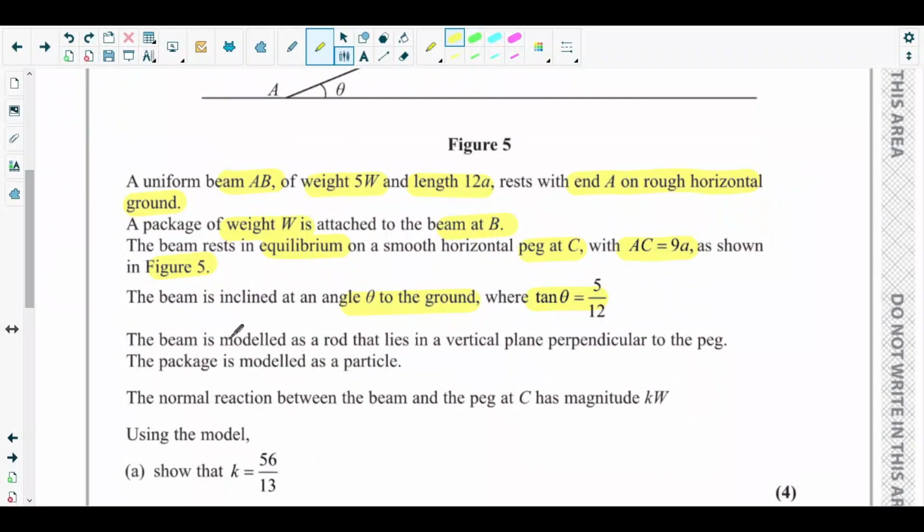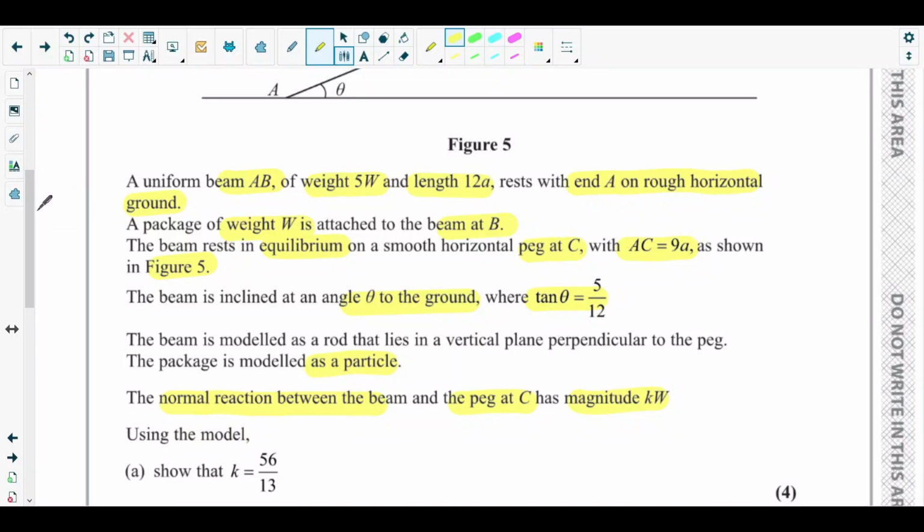So the beam is modeled as a rod that lies in a vertical plane perpendicular to the peg. The package is modeled as a particle. The normal reaction between the beam and the peg at C has magnitude K times W.